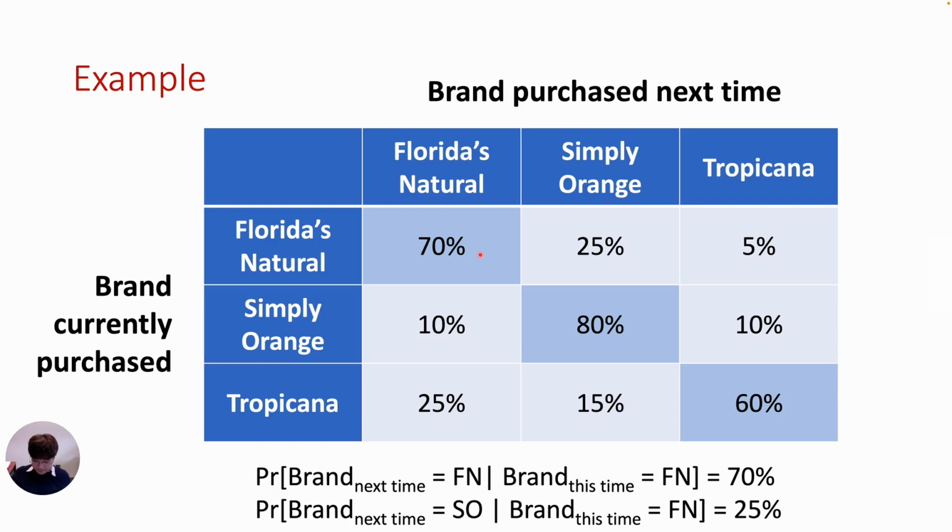Consider another example. Again, suppose that the customer bought Florida's Natural this time, so we still need to look at the row of Florida's Natural. Then, let's think of the probability of switching the brand from Florida's Natural to Simply Orange. The brand purchased next time is Simply Orange, so we need to look at the column of Simply Orange in the row of Florida's Natural. That is this 25%.